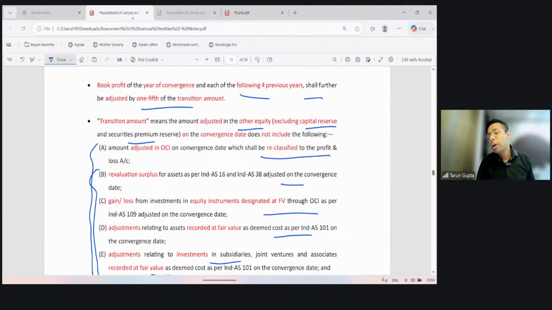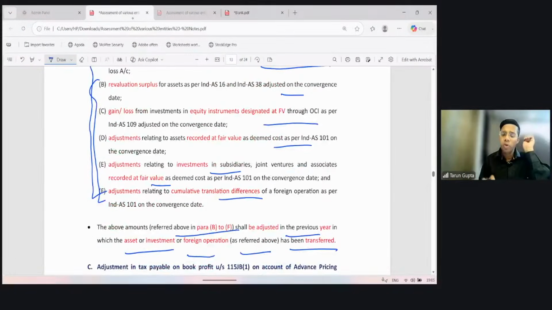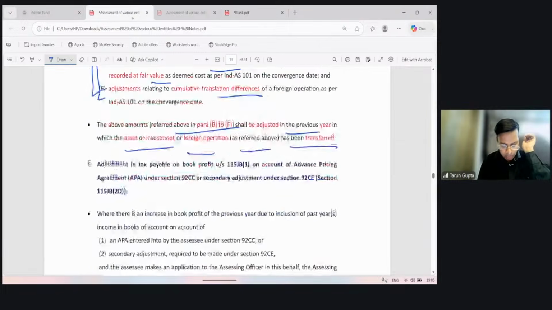In case of the first year of convergence, the transition amount is allowed over 5 years in equal installments. Transition amount means the amount adjusted in other equity except the capital reserve and securities premium, except these 5 items. Such item is any amount which can be classified to the P&L account, and the other 4 items are in respect of revaluation reserve or change in the carrying amount on account of recognizing these assets at fair value as per Ind AS 109 or 101 as the case may be.